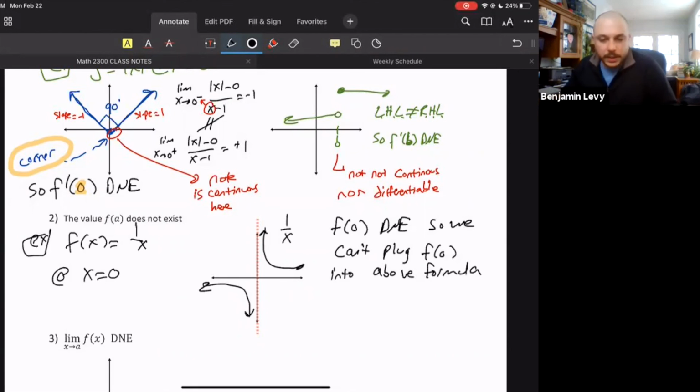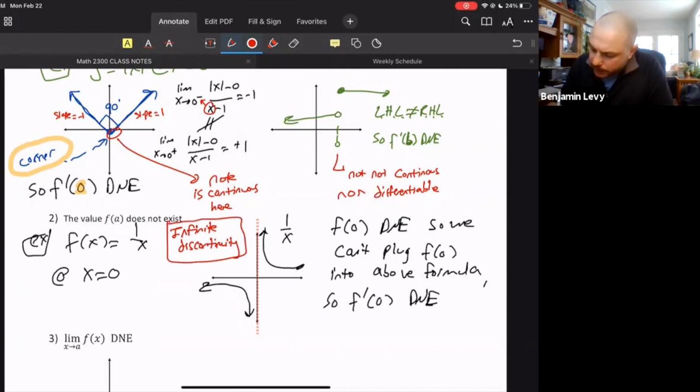And if we can't plug something into the formula, that means the derivative's not going to exist. If we can't carry out that formula, then we can't calculate the derivative. And again, we've seen this before. Let's just remind ourselves of that word. This is called an infinite discontinuity, just because it goes to infinity at that location.